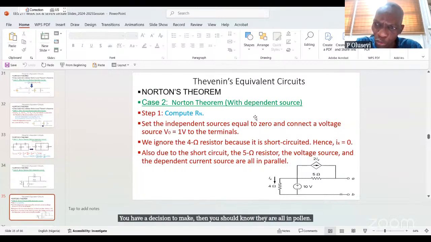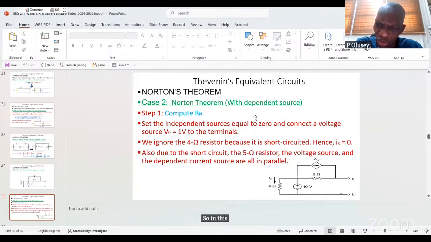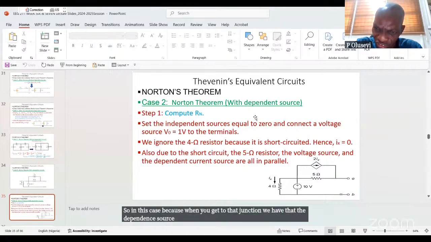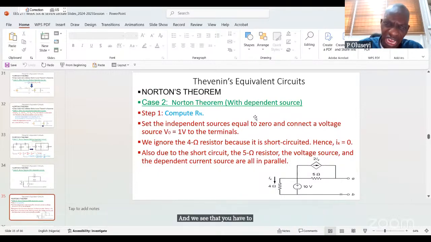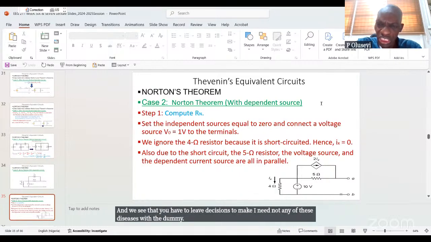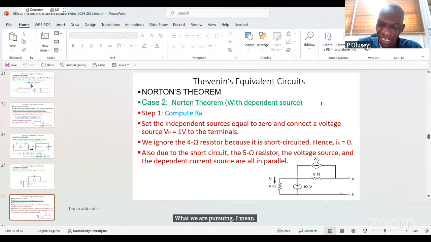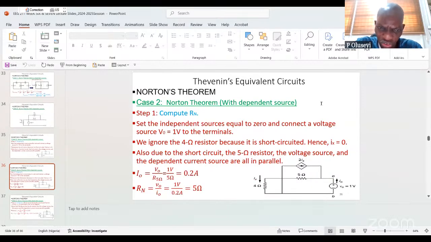But when you can move without having to take any decision, then the circuit parameters are in series. So in this case, when you get to that junction, you have the dependent source, the 5 ohm resistance, and the 10-volt voltage source. Then you see that you have 3 decisions to make, and any of these decisions will determine what will happen. So that means the 3 of them are in parallel to each other. So this is how it was resolved.